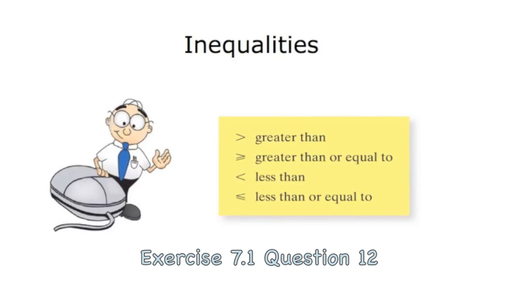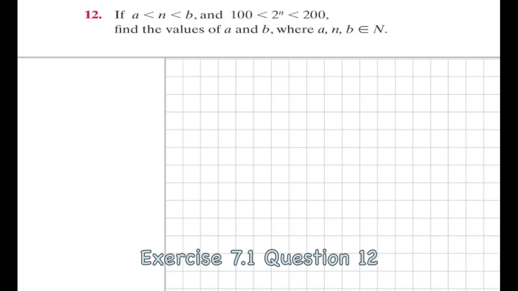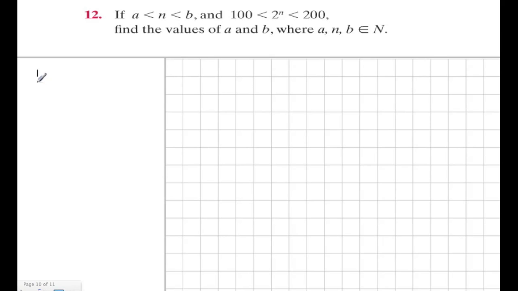This question is from exercise 7.1. If n is greater than a but less than b, and 2 to the power of n is greater than 100 but less than 200, we're to find the values for a and b, and they're elements of N. Now what does this mean? N stands for natural numbers.